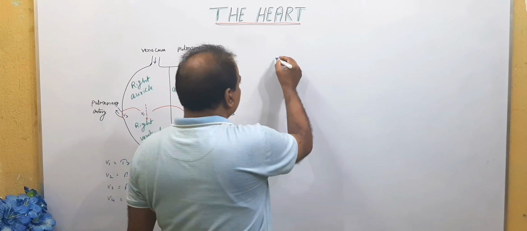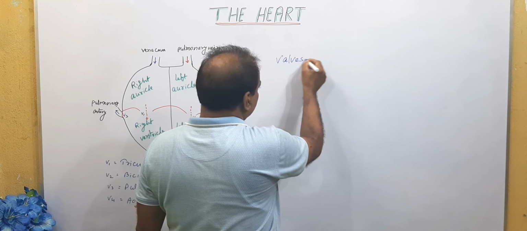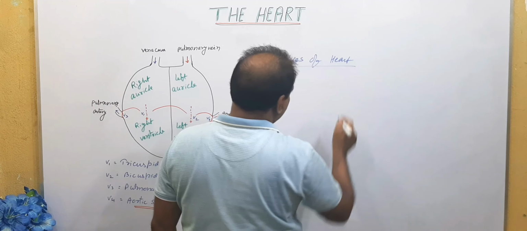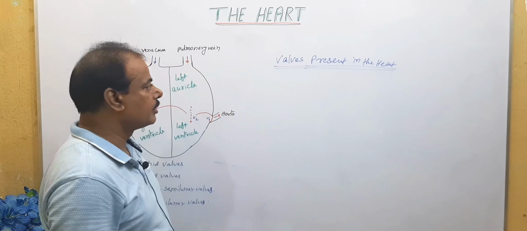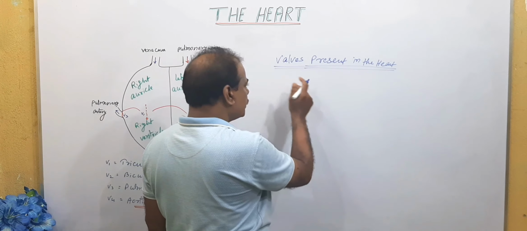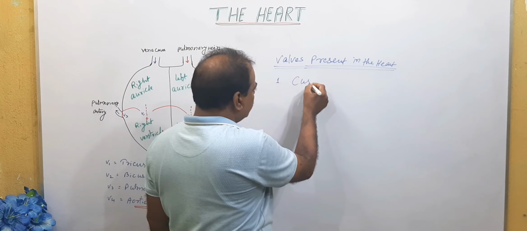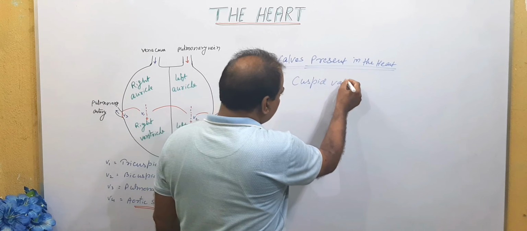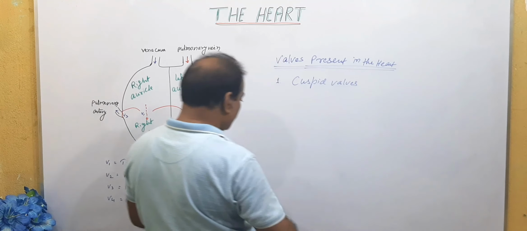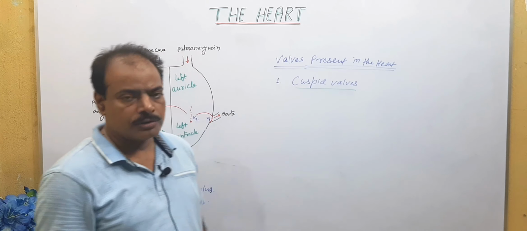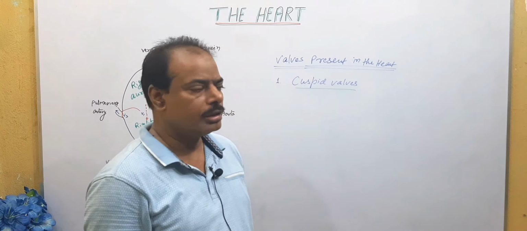Now the valves of heart chambers. There are two different types of valves present in our heart, and these are: number one, cuspid valves. Cuspid valves are the valves which have two or three leaf-like muscular flap-like structures. Here these are of two types.